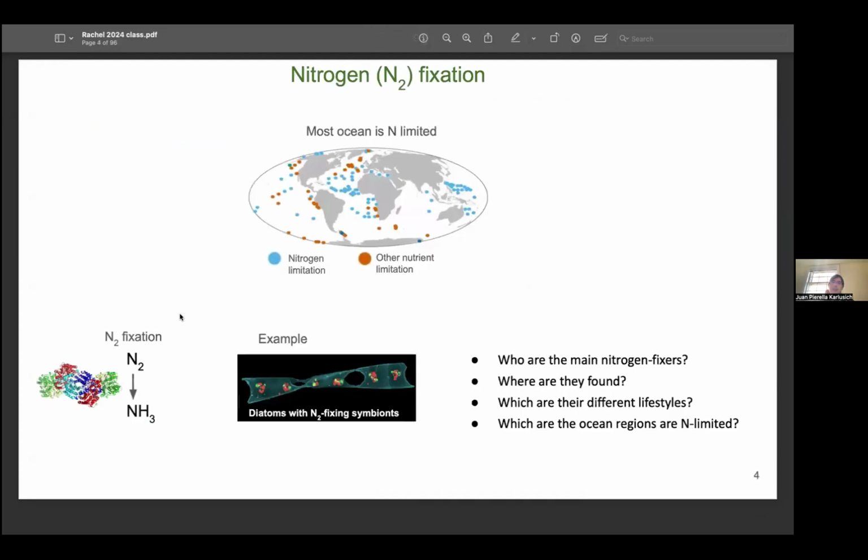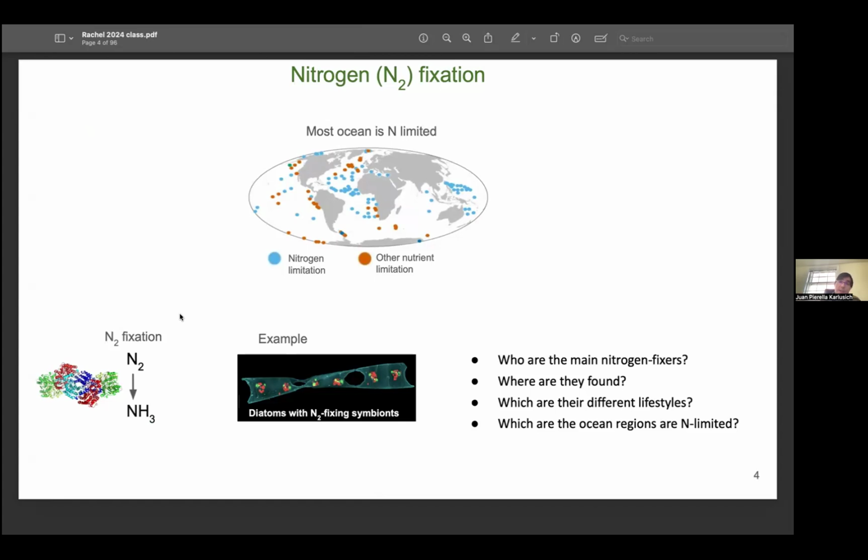So here, starting with the analysis of nitrogen fixers. To provide some context, most of the ocean is nitrogen limited, because all organisms need nitrogen as an element forming DNA and proteins.